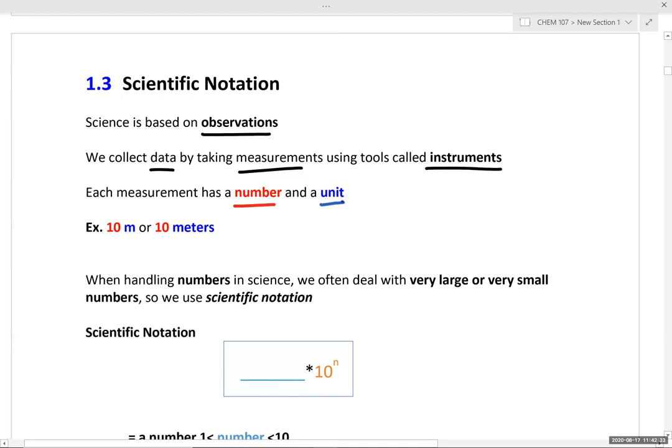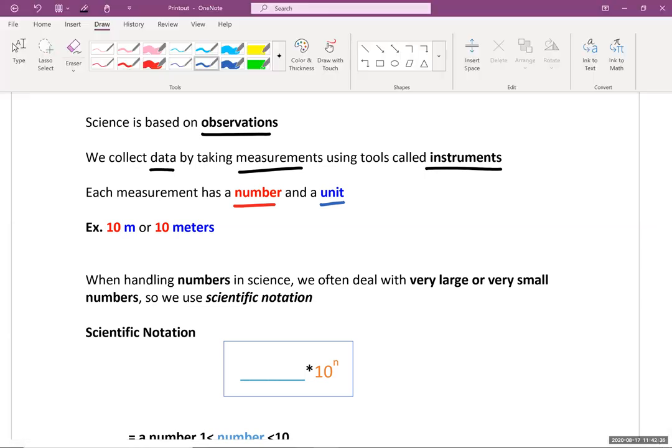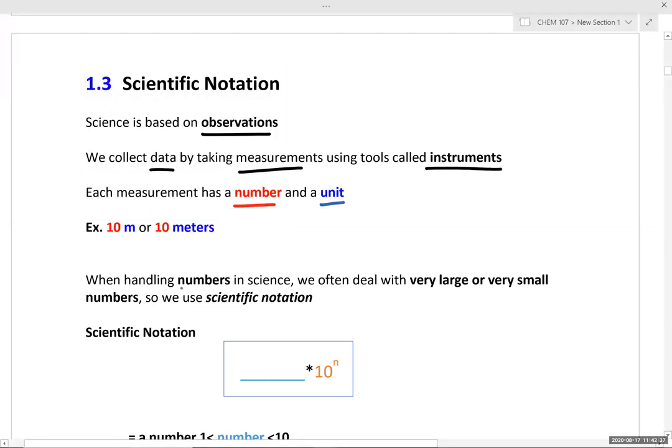Now, we're going to focus first on the number part of this measurement. So when handling numbers in science, we often have to deal with very large or very small numbers. Atoms are very, very, very small. So if we're talking a lot about atoms, we have to often use very small or very large numbers. As a result, we use scientific notation.